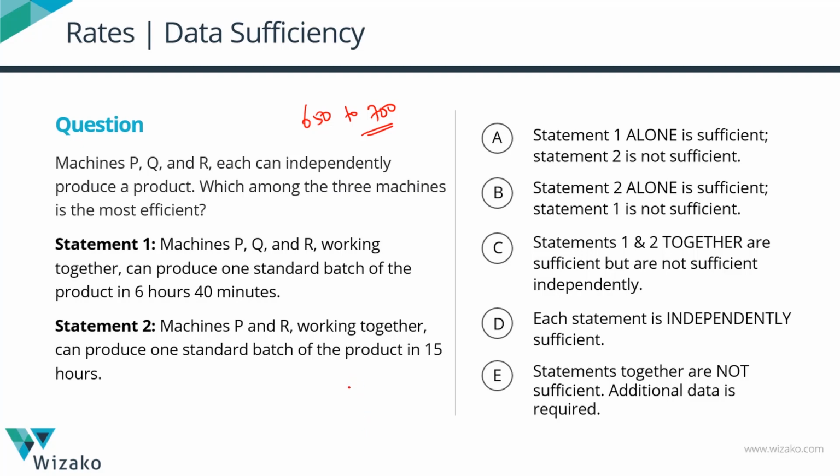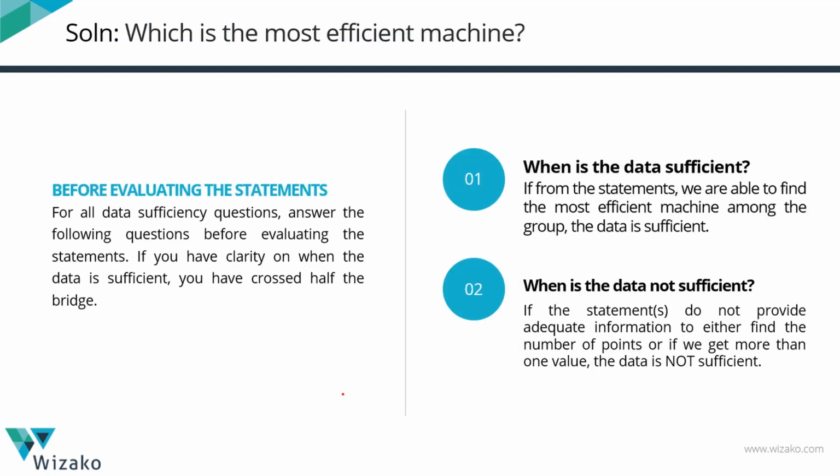Missions P, Q and R each can independently produce a product. Which among the three missions is the most efficient? Before we delve into the two statements, let's get clarity on how the answer to this question should look like.